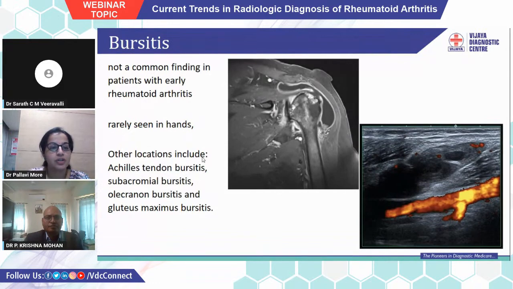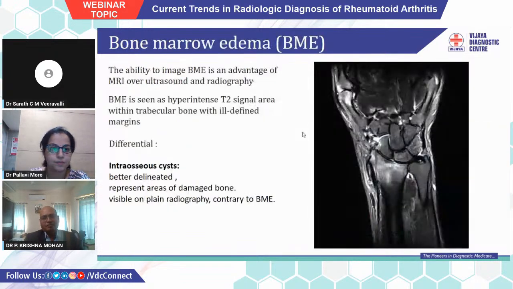Bursitis is not a common finding in rheumatoid arthritis patients with early presentation. It is rarely seen in the hands, but other locations where bursitis is included are Achilles tendon bursitis, subacromial bursitis, olecranon bursitis, and gluteus maximus bursitis.